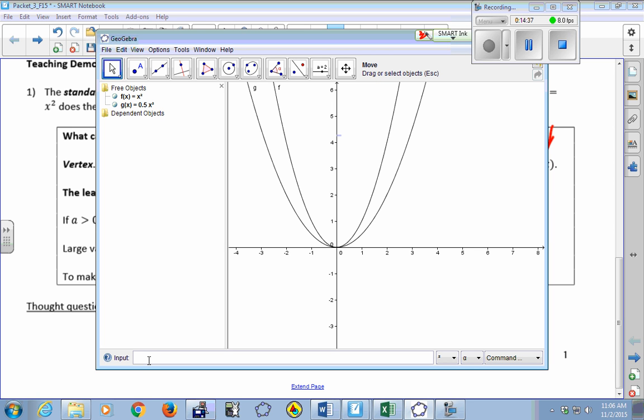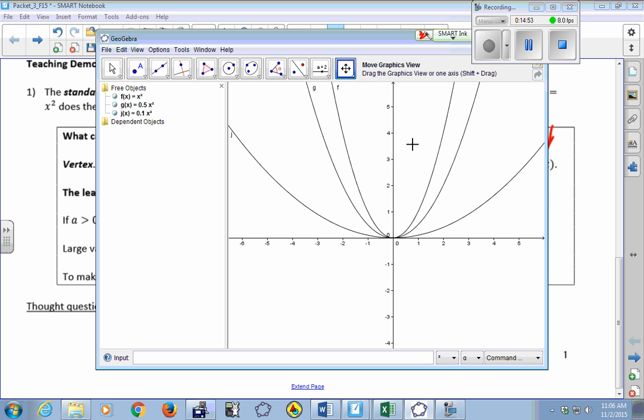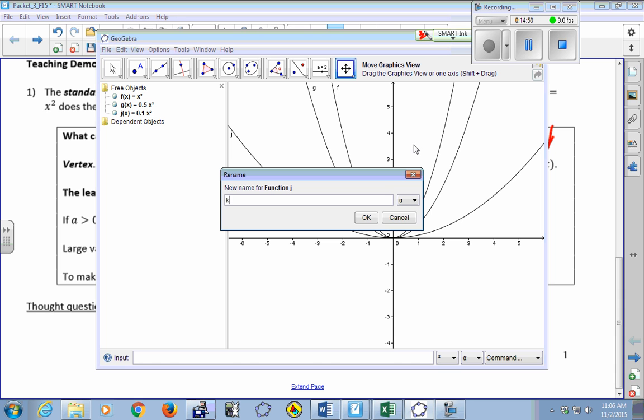So let's get even smaller, like how about 1/10? Let's call this j of x equals 1/10 x squared. There you go. Let's move it over. It's getting wider and wider. And let's get even closer to 0. Let's say, how about 1/1000? All right, you want to do 1/100th first? Let's do 1/100th, 0.01.